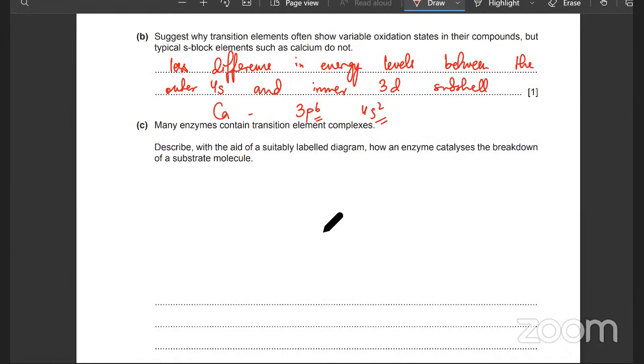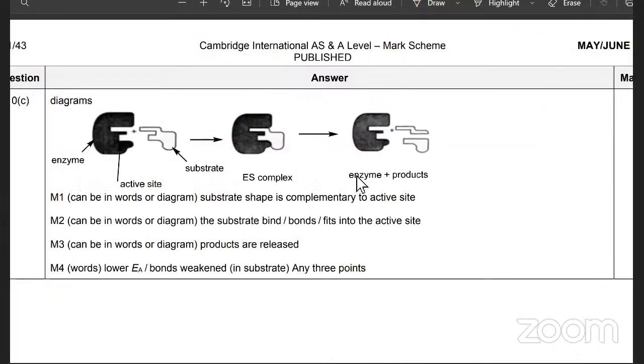Now, in this, you have to describe how an enzyme catalyzes the breakdown. So they were asking for the how as well. So you have to describe the complementary shape. It's basically the same thing. Just describe what the diagram is doing. The substrate binds to the active site. The enzyme then breaks down the substrate, and products are released.